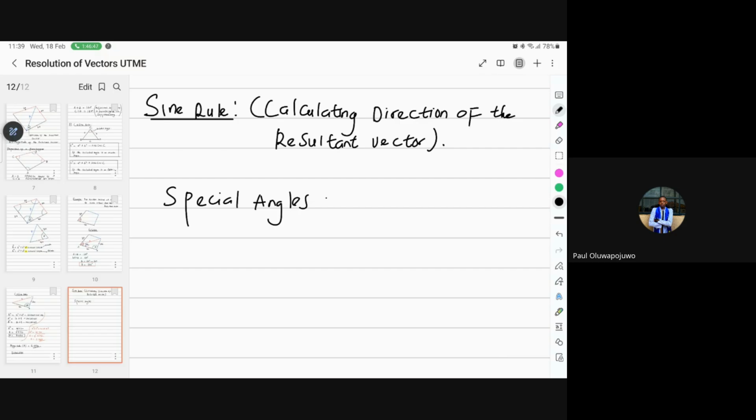Now, cos 45 is 1/2? Is it 1/2? Go and search about special angles. Search for your special angles. It should be √2/2. Yes, special angles.